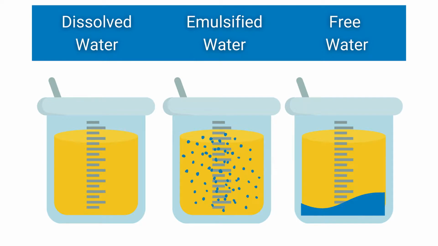Dissolved water means individual water molecules dispersed throughout the oil. Once the amount of water has exceeded the maximum level for it to remain dissolved, the oil is saturated. At this point, we are talking about an emulsion. The addition of more water will lead to a separation of the two phases, producing a layer of free water and a layer of oil.